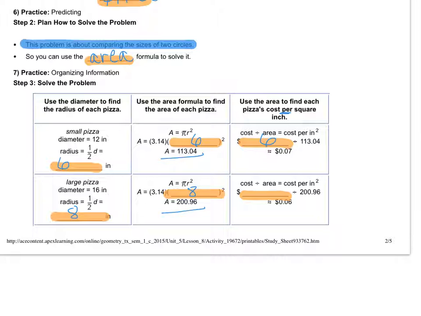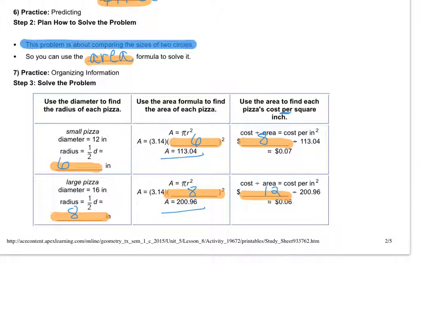And my large pizza, that costs, what was it? Did I miss it? I sure did. Okay, this one right here was 12. Let me fix this right quick. That one should be 8. I'm on 2 different pages.